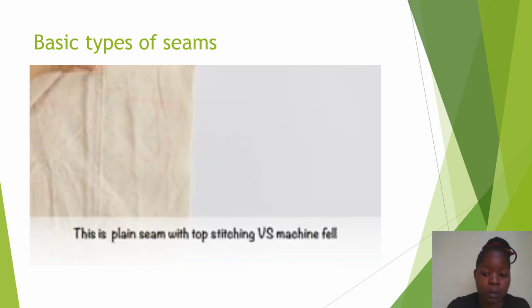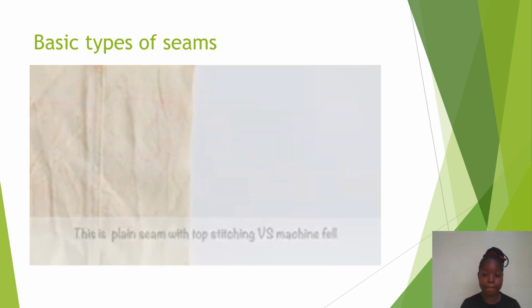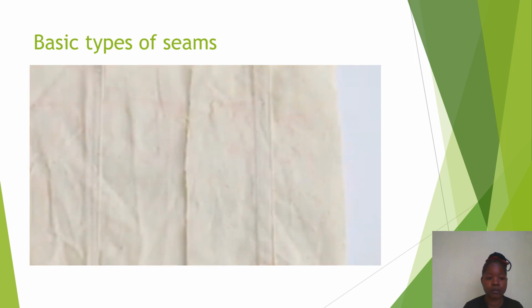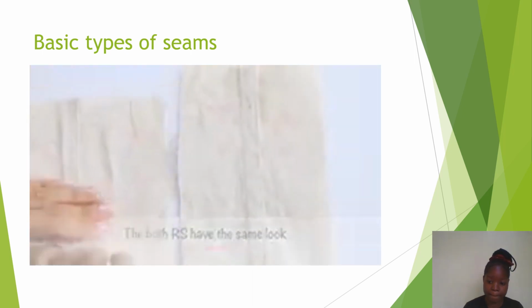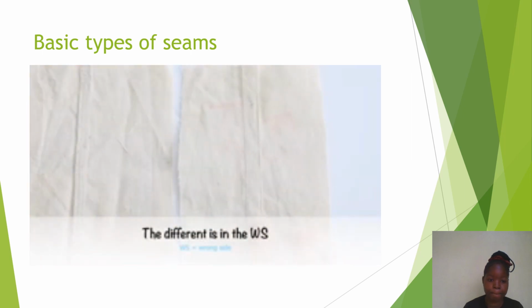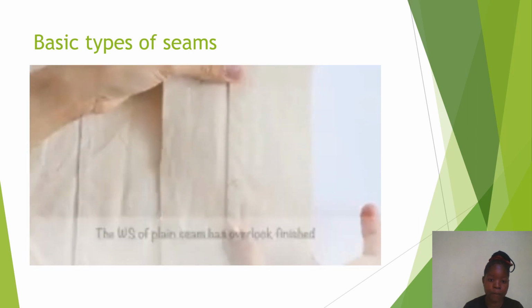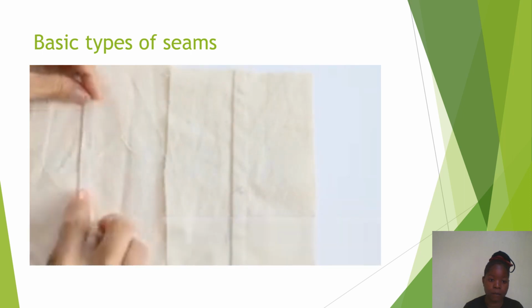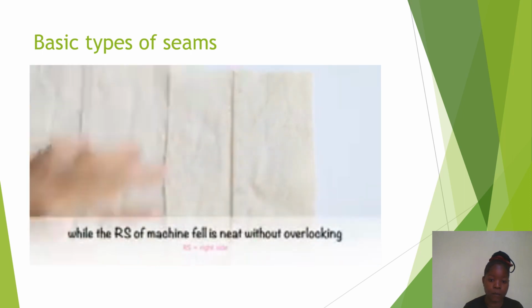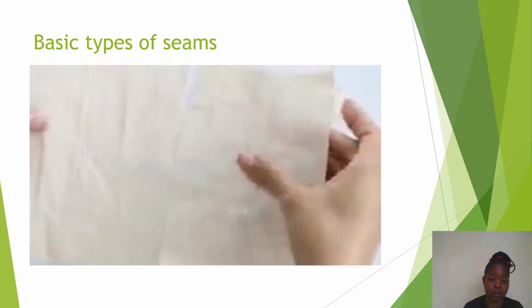Let's have a quick look at plain seam with top stitching and machine fell seam. Both right sides have the same look. The difference is on the wrong side. The wrong side of plain seam has an overlock finish, while the wrong side of machine fell is neat without overlocking.